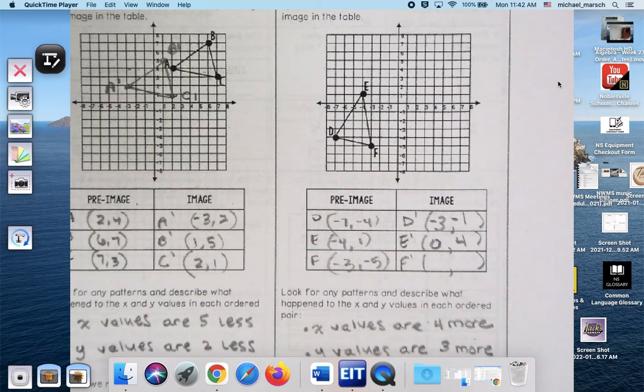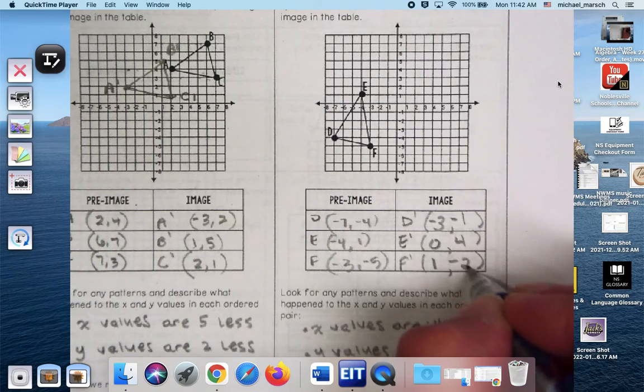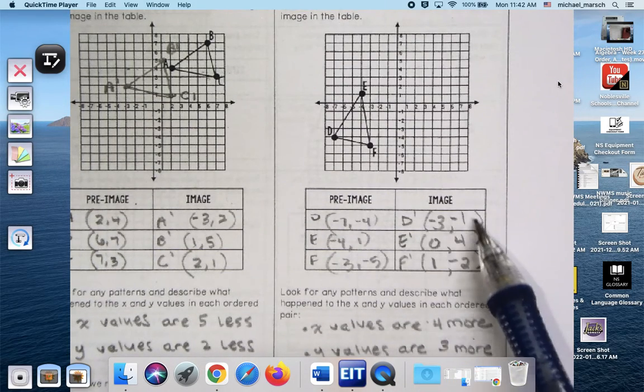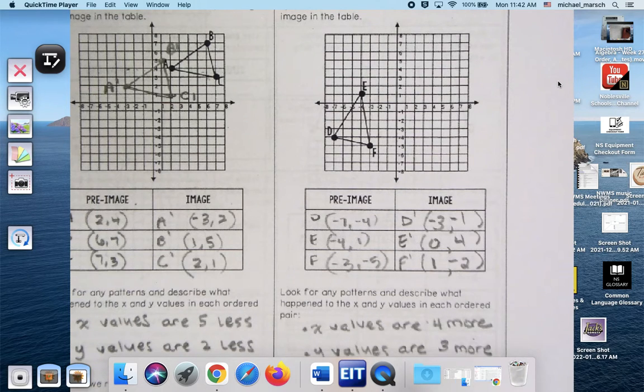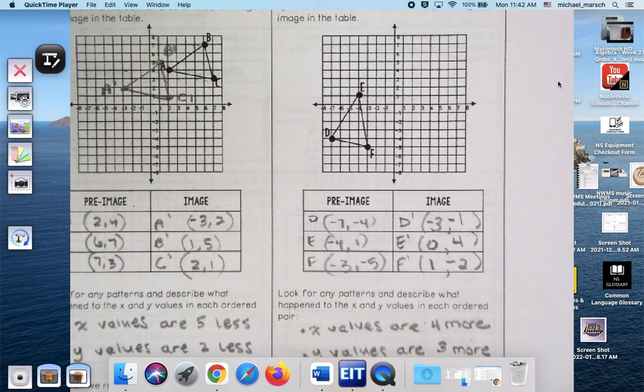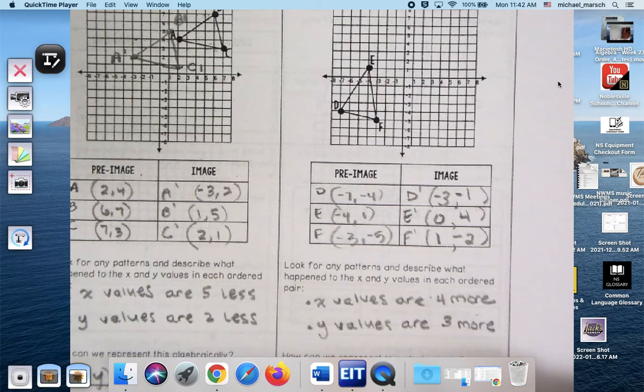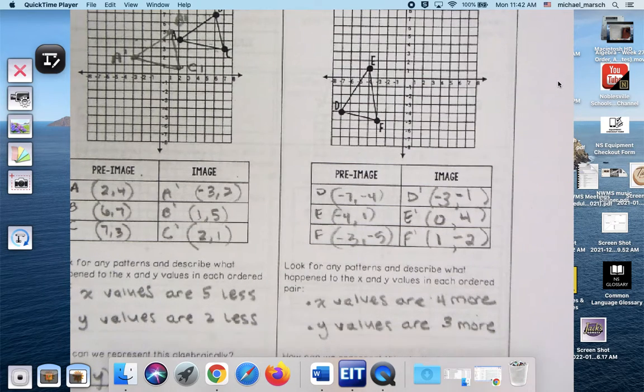How about for F prime? What will my x value be? 1. What will my y value be? -2. Right? Because I'm adding 4 to the x's, adding 3 to the y's, and I knew that because it was right and up. So algebraically, if I start with x and y, I'm going to have x plus 4, y plus 3.